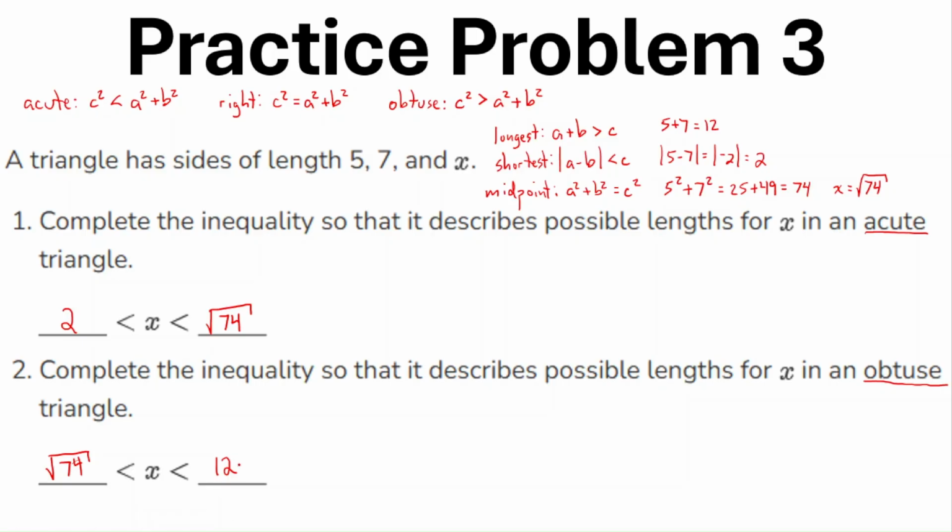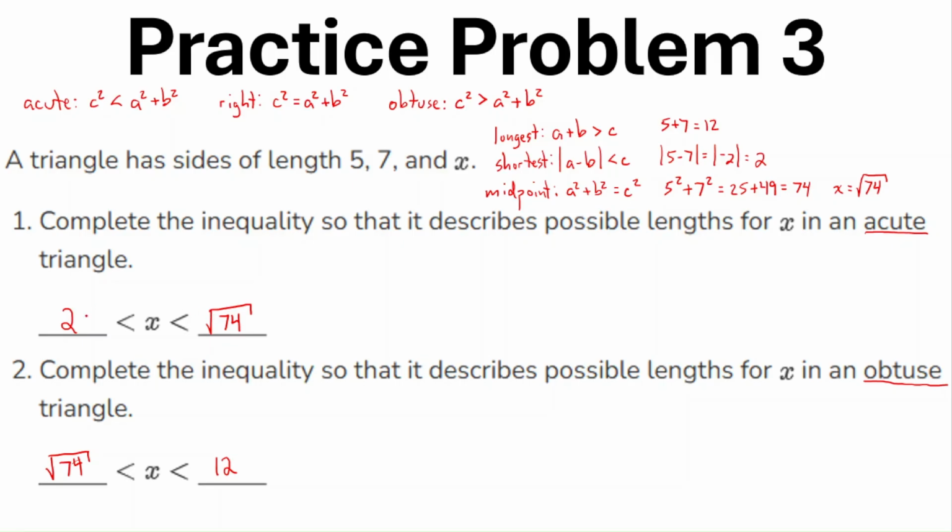And anything 12 or longer, and 5 and 7 will not be able to add together, reach both ends of it, and have anything left to pop out into a triangle. So anything 2 or less won't be a triangle. Anything 12 or more won't be a triangle. Square root of 74 is where it's going to be a right triangle.